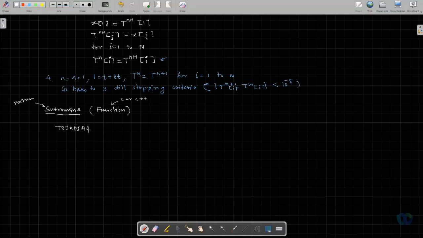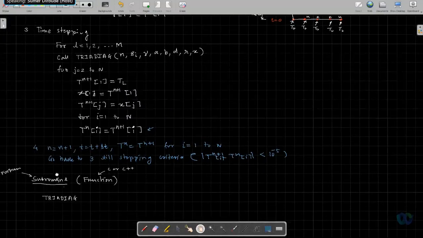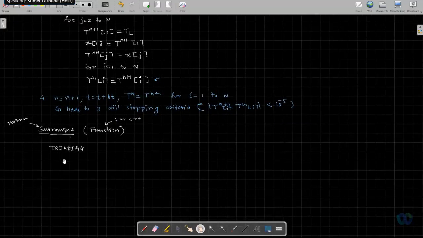Hello, sir. Yes. Sir, will this subroutine tridag be a user-defined function, or is it already defined in the compiler? No, you will have to define it. That is what we are defining here. Okay. Here we are calling a function and we are defining a function here. So this will be created by you. This function will be written by you.